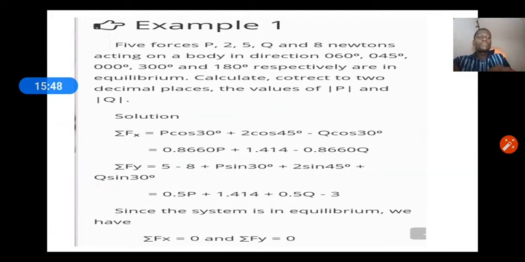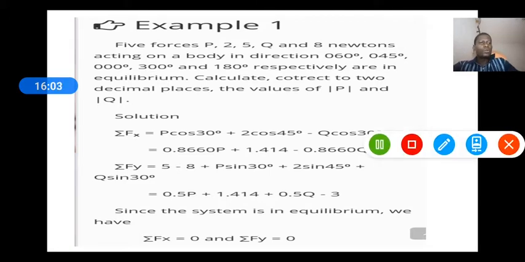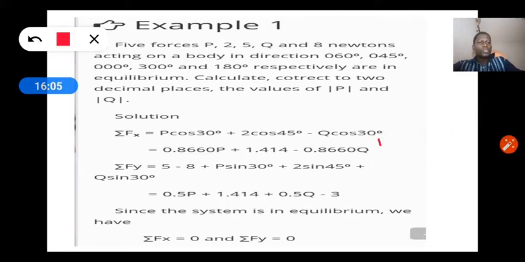So if I simplify what I have, I'm going to have this. If I simplify each of those forces, this is the result of summation f of x. Cos 30 degrees is 0.866. That's simplifying this. Cos 45 degrees times 2 gives me this. Then cos 30 gives me 0.866. So I've simplified summation f of x.